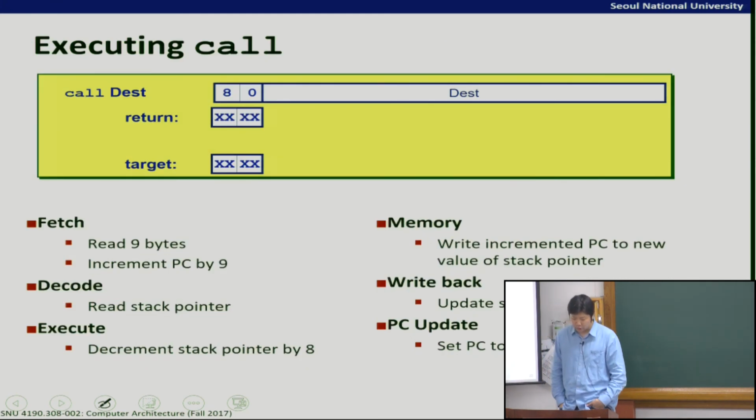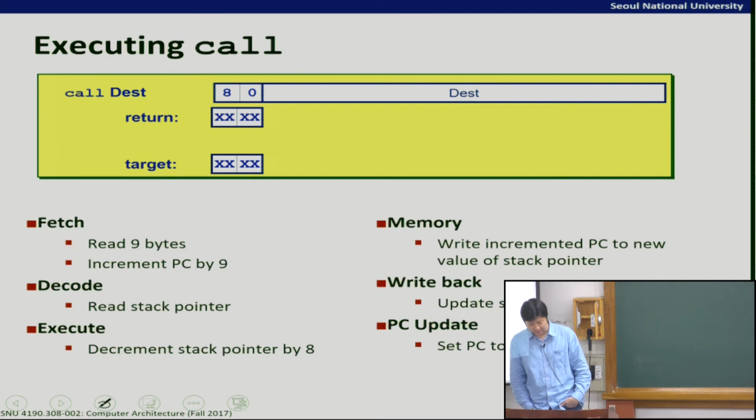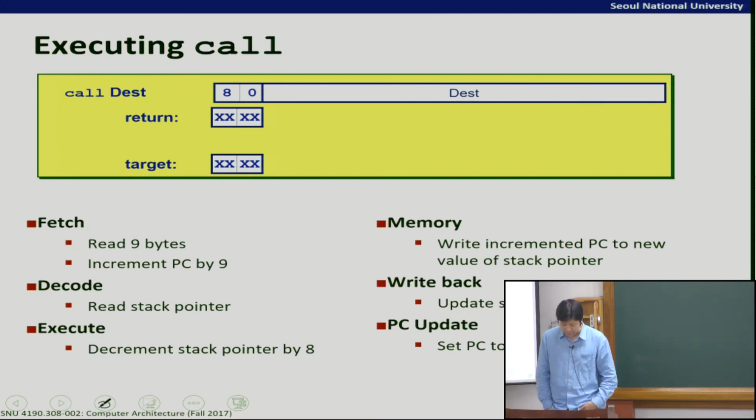Finally, let's take a look at call instruction. Again, it's a similar exercise. Here it's another 9-byte instruction. It has opcode followed by an 8-byte destination field. So in the fetch stage we read 9 bytes and increment PC by 9. In decode stage we read the stack pointer. In execute stage we decrement the stack pointer. For call instruction, what you have to do is you have to first access the stack, right? Stack actually pops a return address from the stack, and then puts that address into the PC. That's what needs to be done, right?